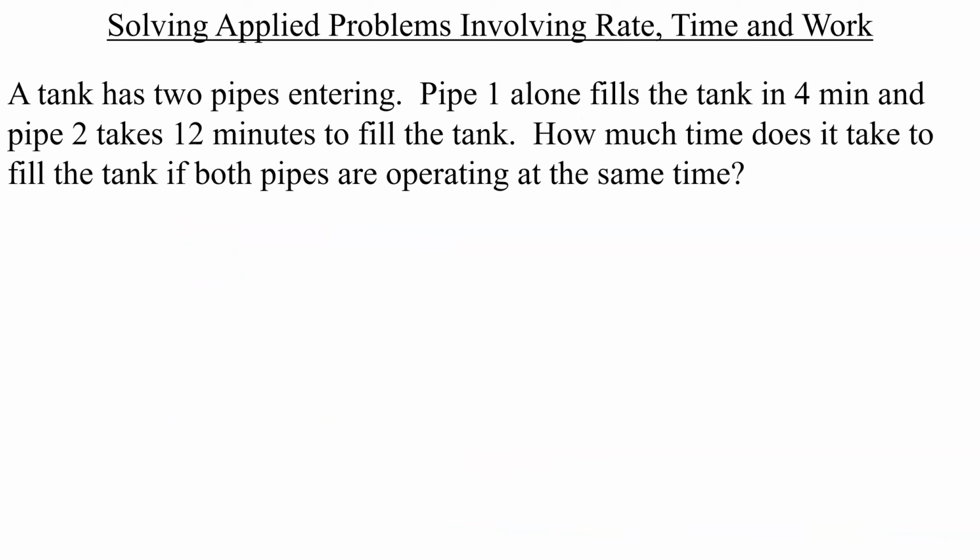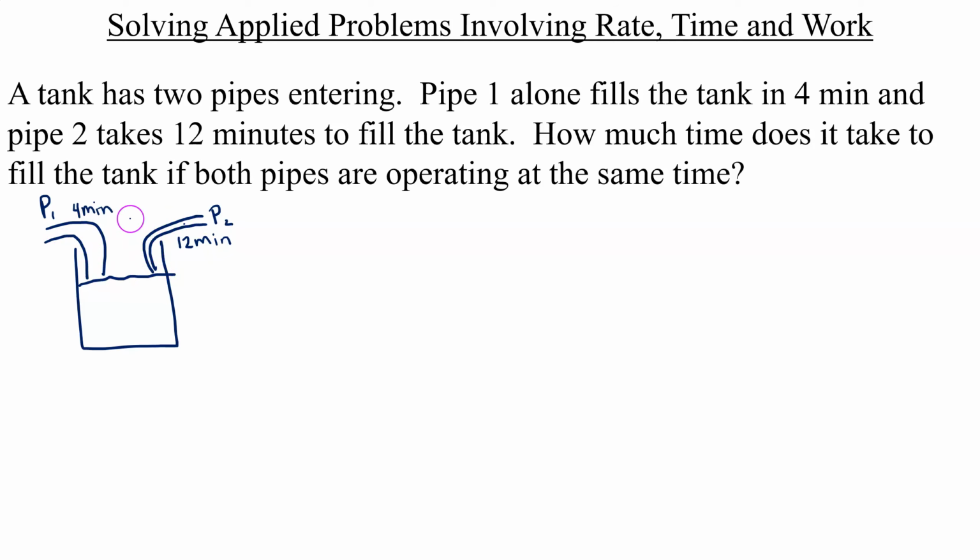Let's look at another example. A tank has 2 pipes entering. So we have pipe 1, we'll just label that P sub 1 for pipe 1. It can fill the tank in 4 minutes. And then pipe 2, let's put it over here. Here's pipe 2. It can fill the tank in 12 minutes. So if the tank is empty, it's going to take this pipe 4 minutes, this pipe 12 minutes. How much time does it take to fill the tank if both pipes are operating?